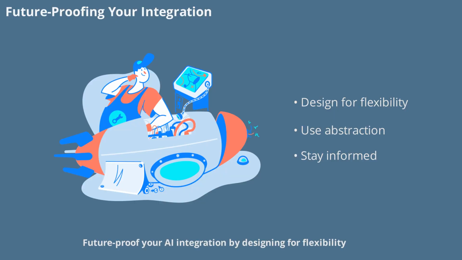Future-proof your AI integration by designing for flexibility. Use abstraction layers, keep dependencies loose, and stay informed about new technologies. This approach makes it easier to adapt as AI evolves and new opportunities arise.